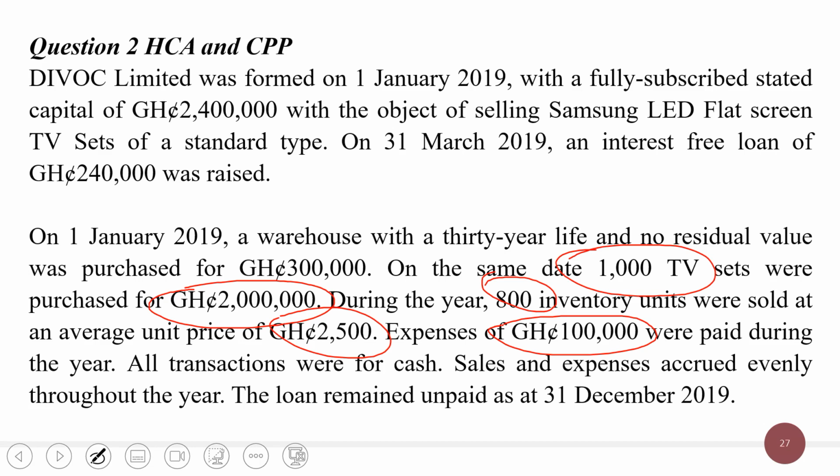And when it comes to depreciation, you are going to use the warehouse. This is an asset. It was bought for 300,000. Useful life 30 years, no residual value. You see the way we are going with all this, and that is for your profit or loss. You should be able to do that.